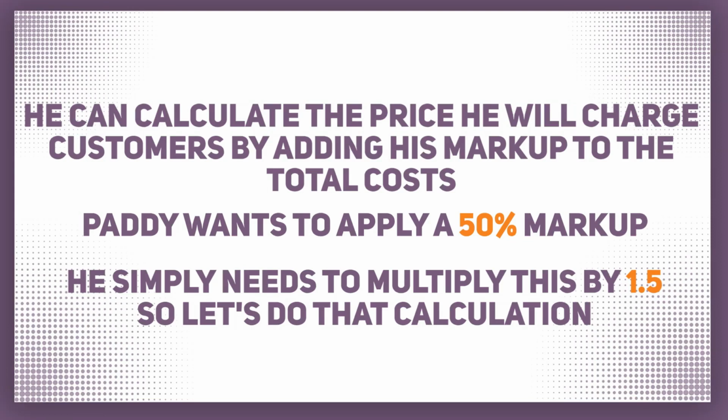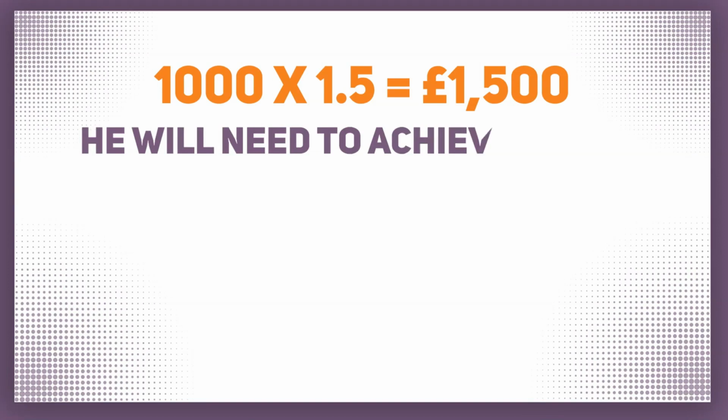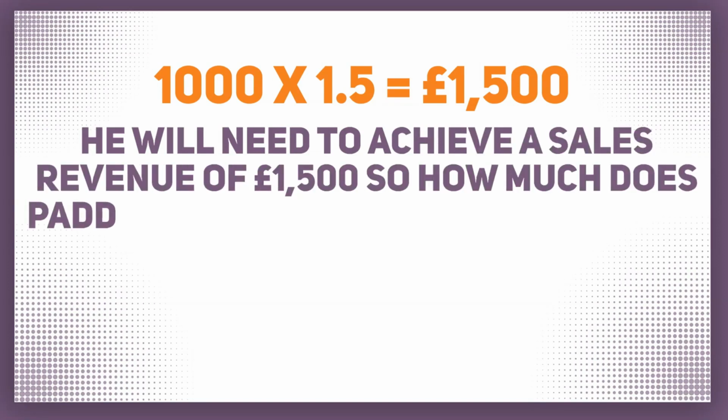So let's do this calculation. 1,000 times by 1.5 equals £1,500. So this means if Paddy hopes to make his markup of 50%, he will need to achieve a sales revenue, the total money taken, of £1,500.